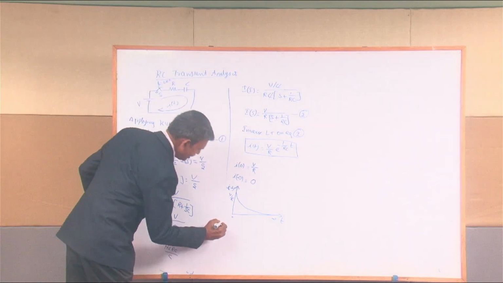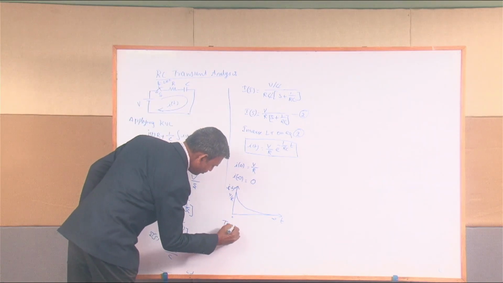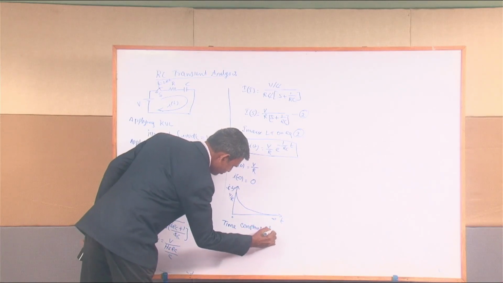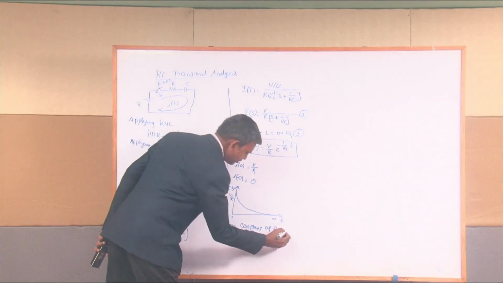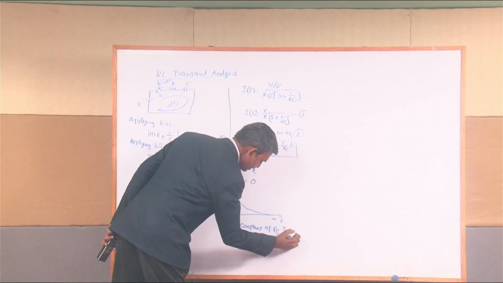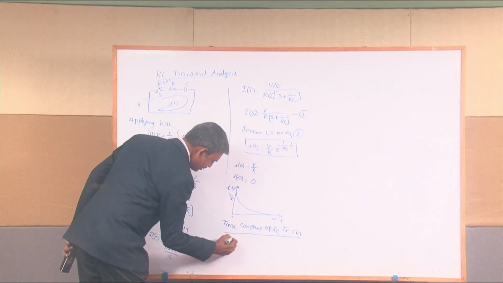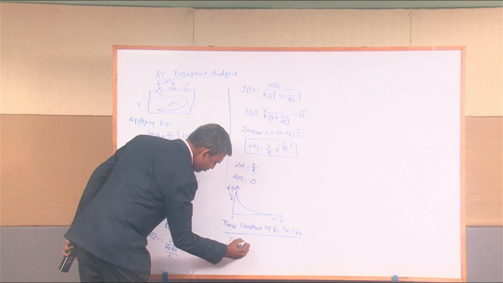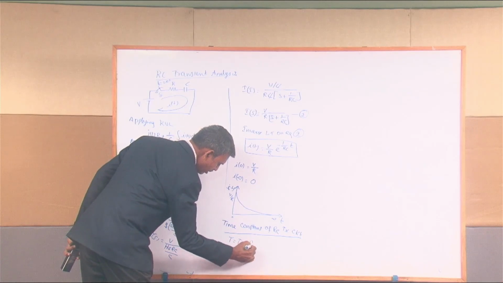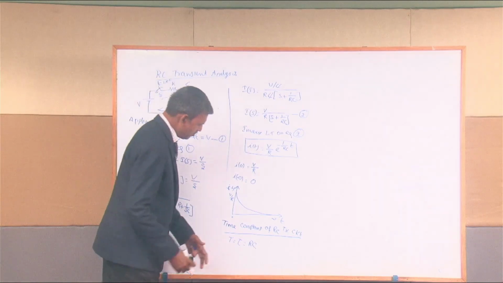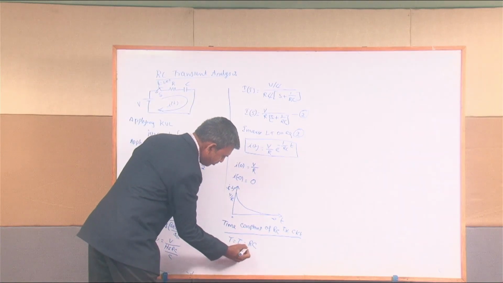Next, we are finding the time constant of the RC transient circuit. The time constant is tau, and tau is equal to RC. For RC transient, the time constant tau is equal to RC.